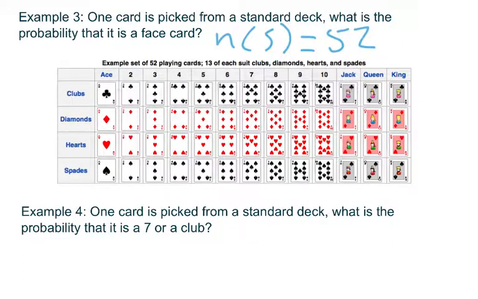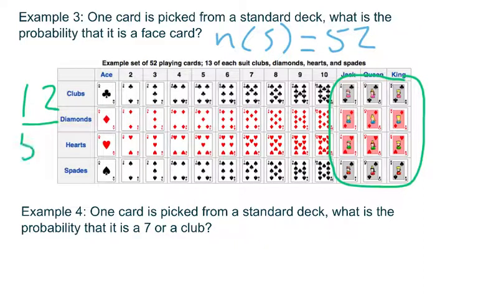What we're interested in, the outcomes we're interested in are the face cards. Those are over here. And there are 12 of them. 12 outcomes that you're interested in out of 52 possible cards. So the probability here is, I'm kind of low on space, 12 outcomes that you're interested in out of 52 cards. We can reduce that if we choose, noticing that 4 divides into both 12 and 52. That reduces to 3/13.